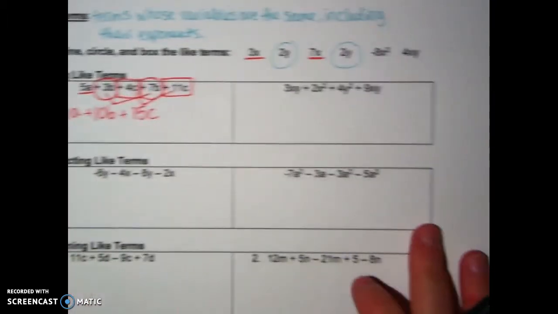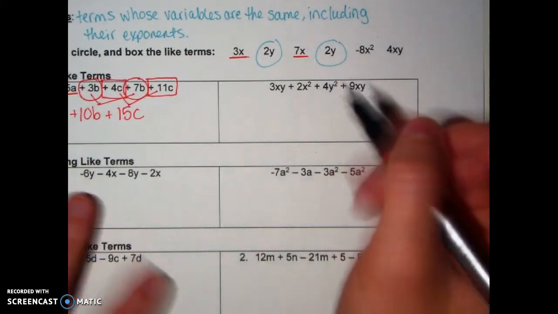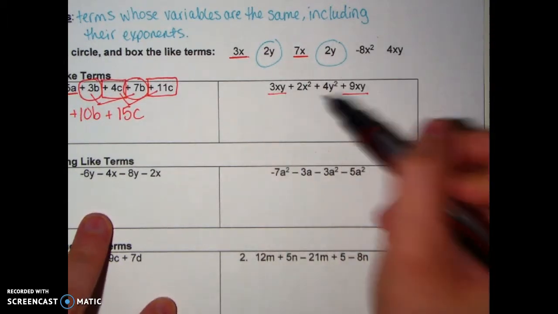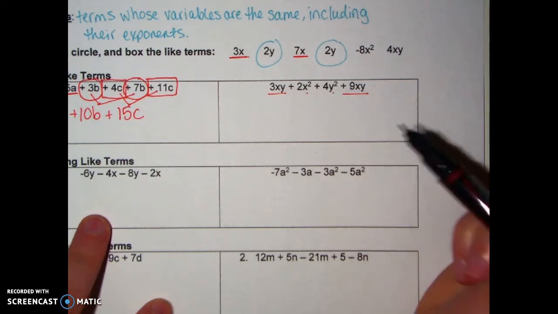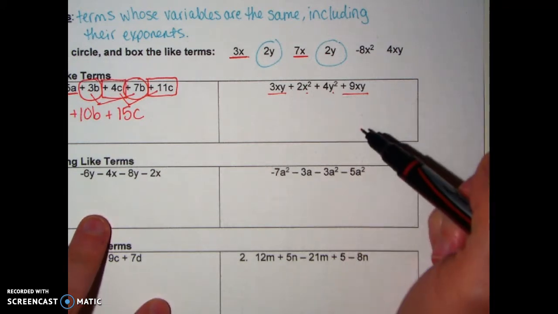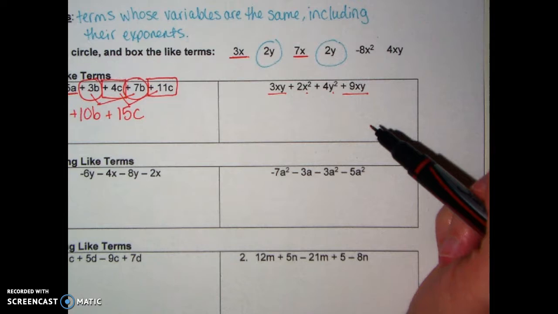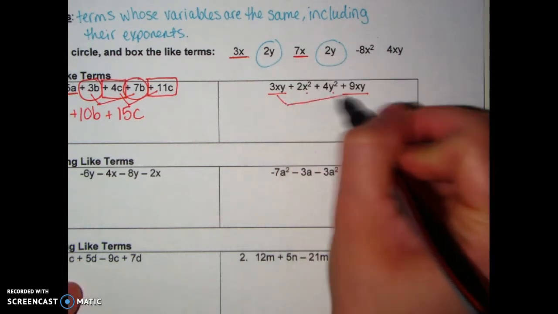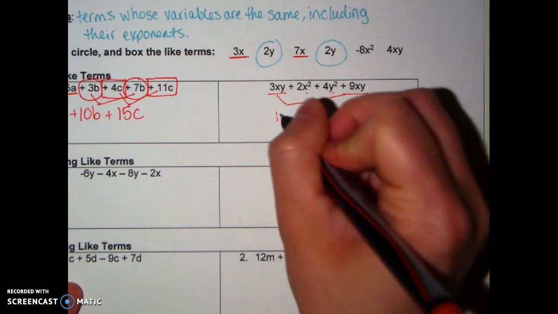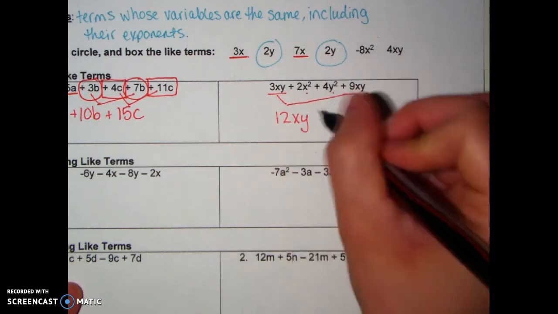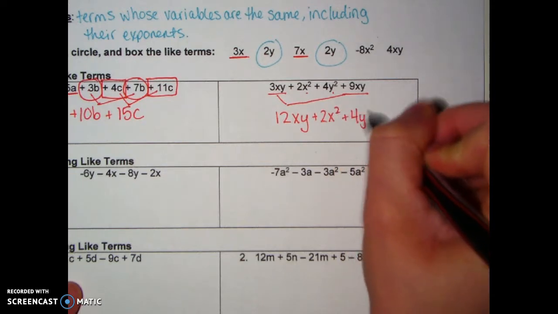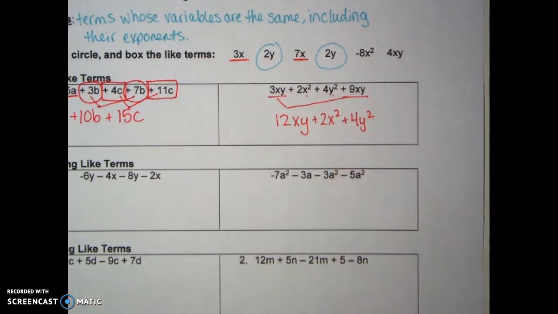Okay, let's look at the next one. I'm going to underline all of the xy's. And then this is x squared and this is y squared. Those are not like terms either, so I'm not even going to circle or box them because I know that they're just going to come straight down. But first I'm going to add 3xy plus 9xy. That gets me 12xy, and I will bring down the 2x squared and the 4y squared. Okay, so in that case I could only combine two things.